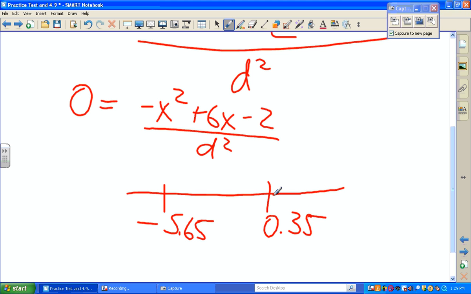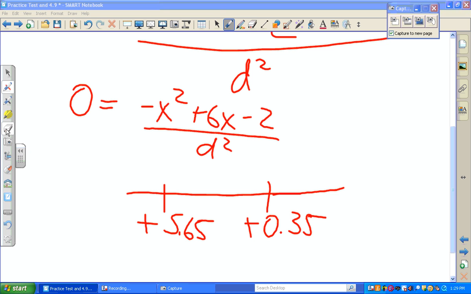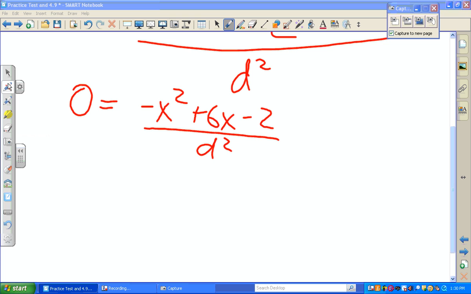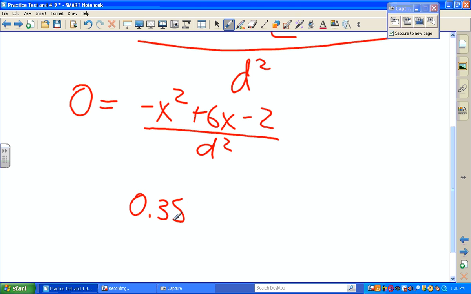Okay, so those are my critical numbers. Negative 0.35? I did negative for you. I got positive for both of them. It's not negative. They're both positive. All right. Now I got to flip them. I do, but obviously it's not going to come back the way I like, so I'll just have to make do. All right, so what do you get from the quadratic? Negative 1, 6, and negative 2. What do you get? You get 1.35 and 5 point what?